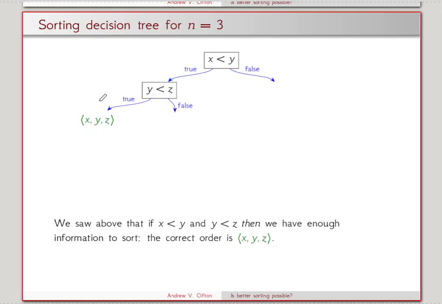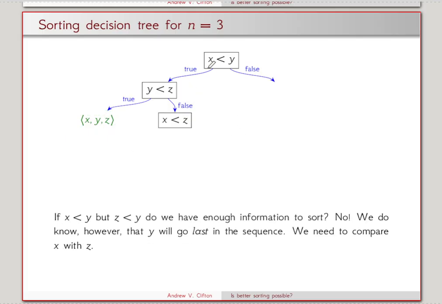We can say, okay, x is less than y is less than z, and thanks to the transitive property of less than, we don't have to ask if x is less than z. We just get that information for free. So we have one of our possible answers down here.